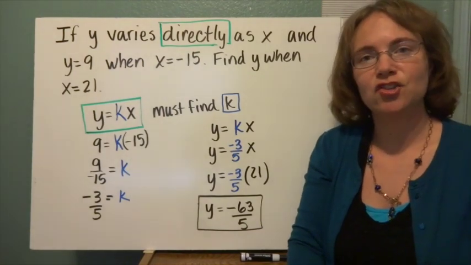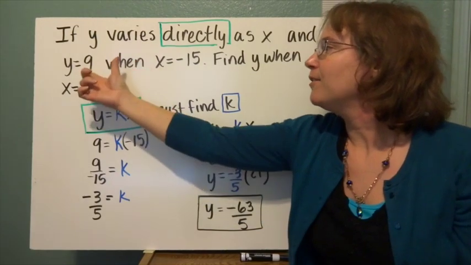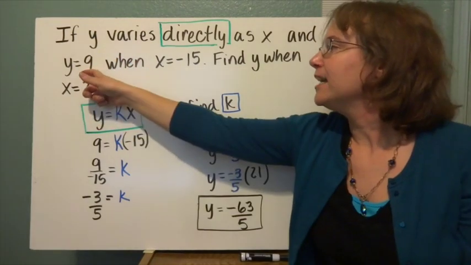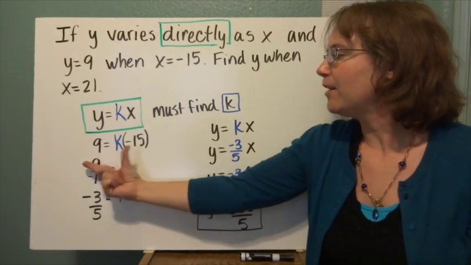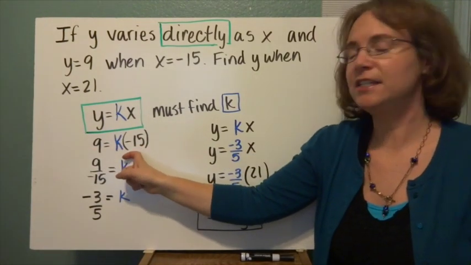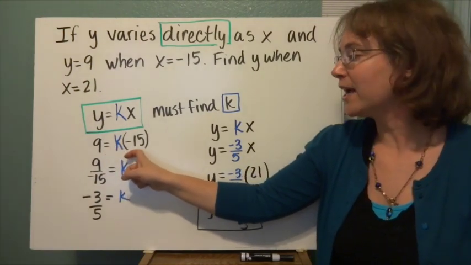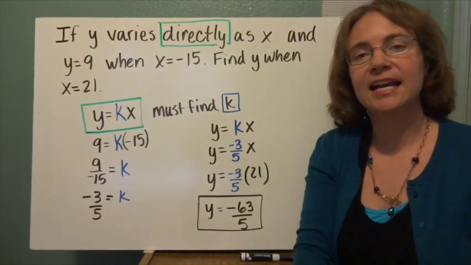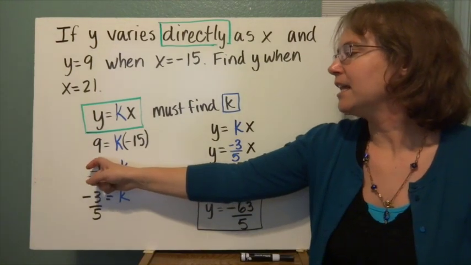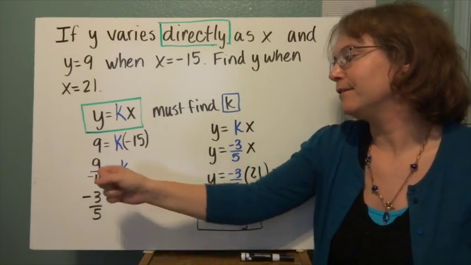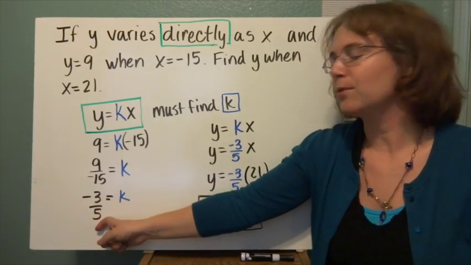Well, luckily, this relationship works for everything. And so we can use what we know up here. We have a value that we know is true. When y is equal to 9, x is equal to -15. So I can substitute those values, 9 in for y, -15 in for x. So I have 9 equals k times -15. Now I can solve for what k is. I'm just going to divide both sides by -15. And when I do that, I have k is equal to -9/15, or 9 over -15. Now simplifying that, I have k is equal to -3/5.